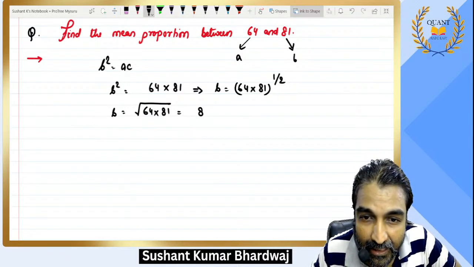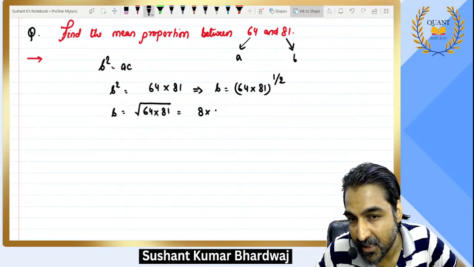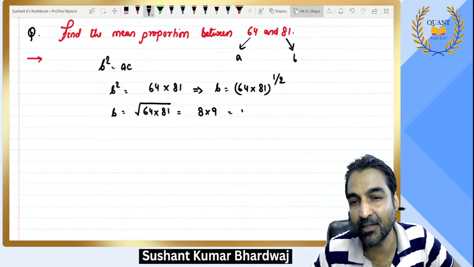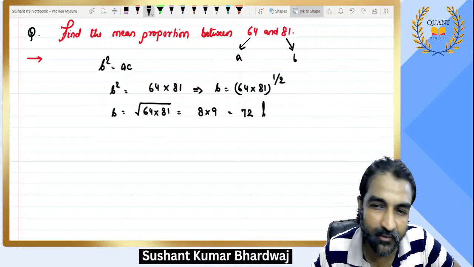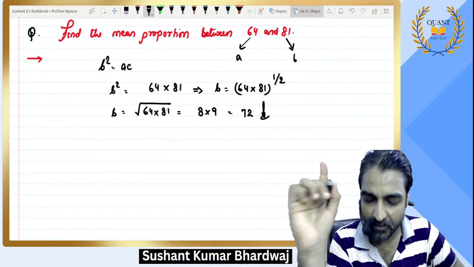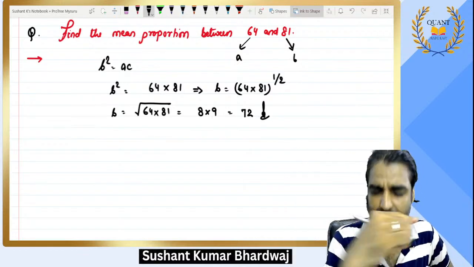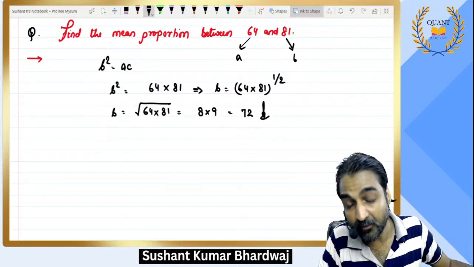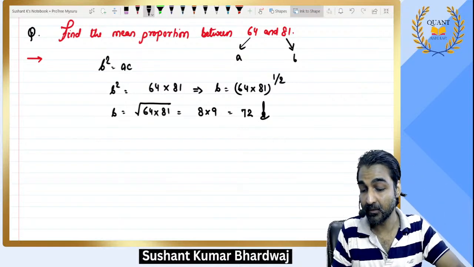And this is 8 cross 9, which is equal to 72. 72 is the perfect answer. Clear? Everyone clear? Don't worry, we will discuss the PYQ also.